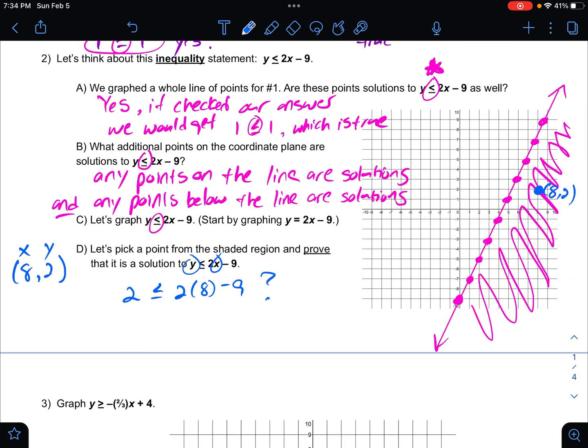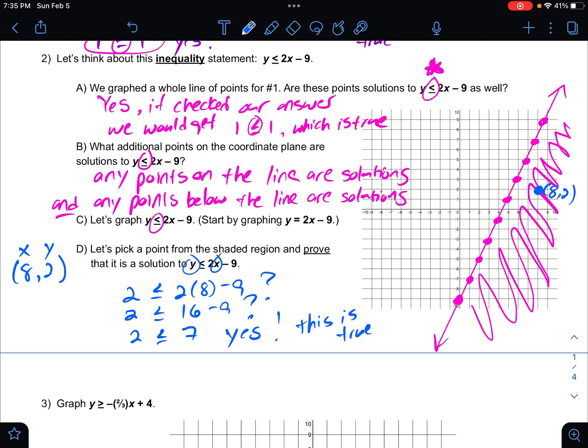Is that true? Is 2 less than or equal to 2 times 8 minus 9? Let's see, 2 times 8 is 16. 16 minus 9. Is 2 less than or equal to 16 minus 9? Well, 16 minus 9 is 7. Is 2 less than or equal to 7? Yes, 2 is less than 7. So we now know this is true.